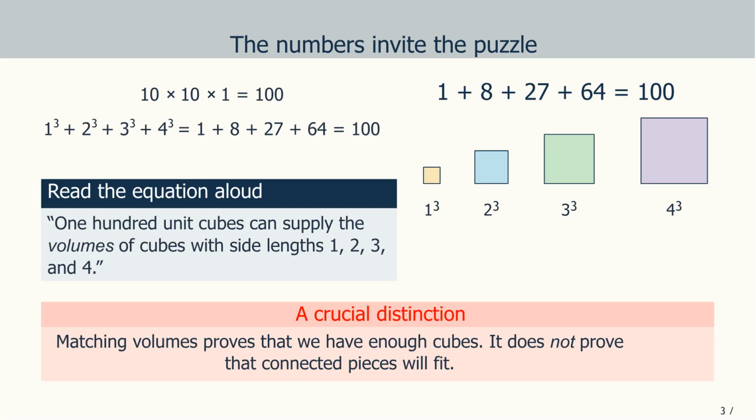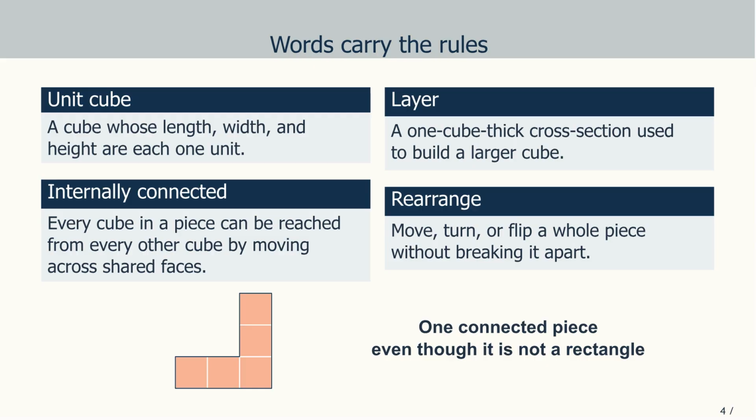The numbers invite us into the puzzle. We see that the sum of the volumes of cubes with side lengths 1, 2, 3, and 4 equals 100. However, a crucial distinction. Matching total volumes proves we have enough cubes, but it does not prove they can be connected to fit. To solve this, we must define our rules.